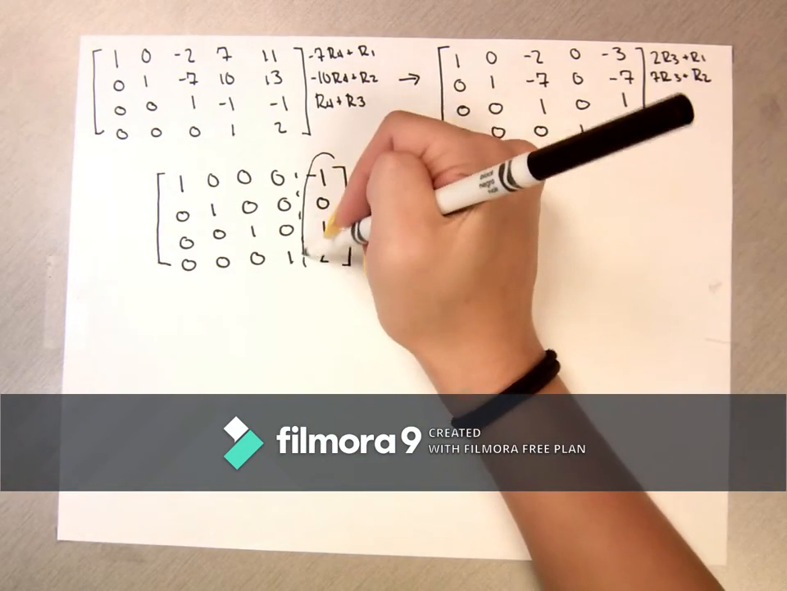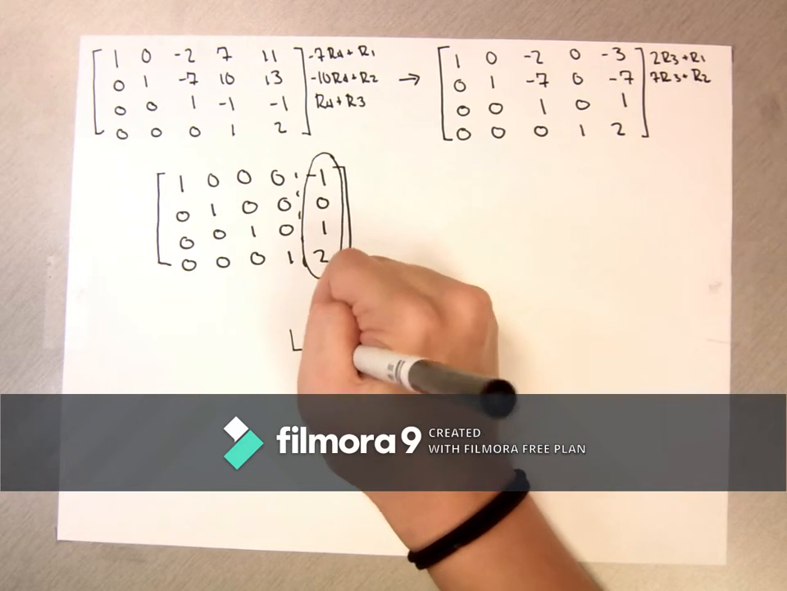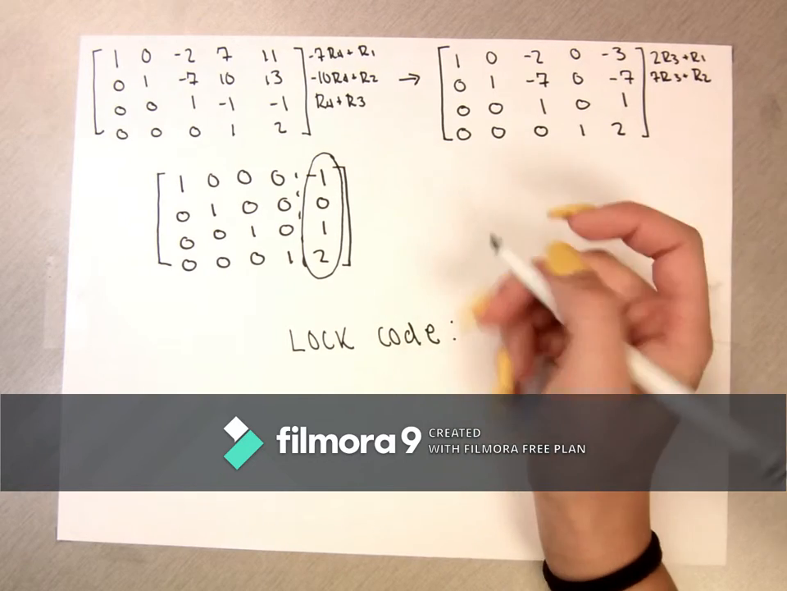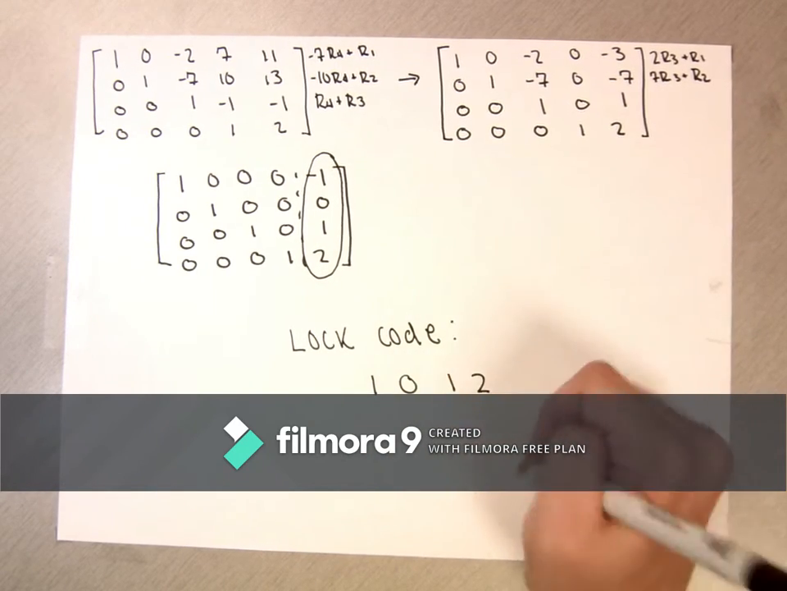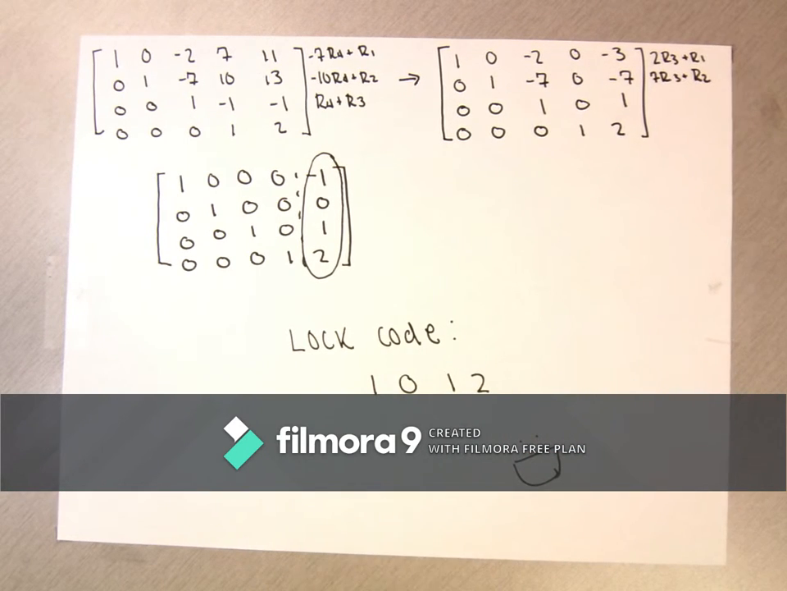And there you have it. That's our solution. The solution column reads -1 0 1 2. Now, of course, we can't put a negative in our lock code, so our lock code will end up being 1 0 1 2. Look at that! Our lock opened. Now we can go into Seven Flags and build that roller coaster.